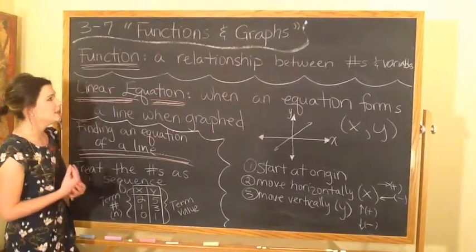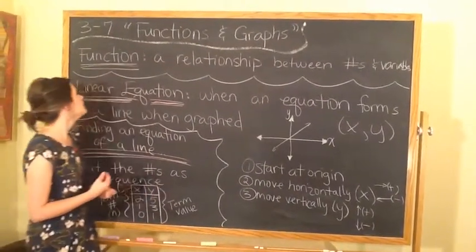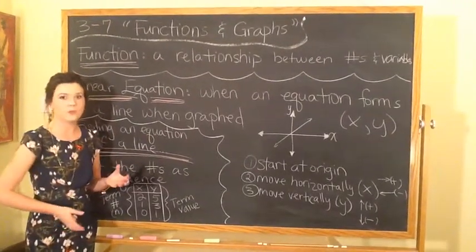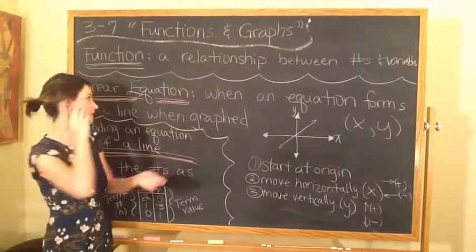A function is a relationship between numbers and variables. So it's some sort of action or function that relates things. When one thing does one thing, the other thing does the other, and it's proportionally happening.